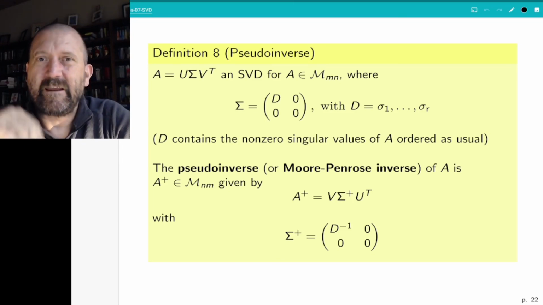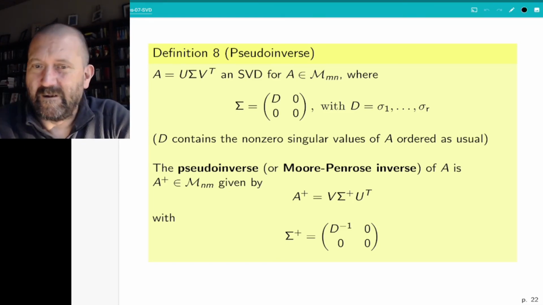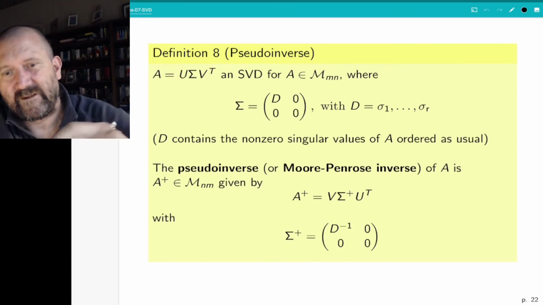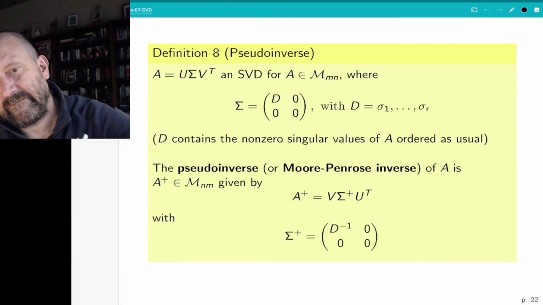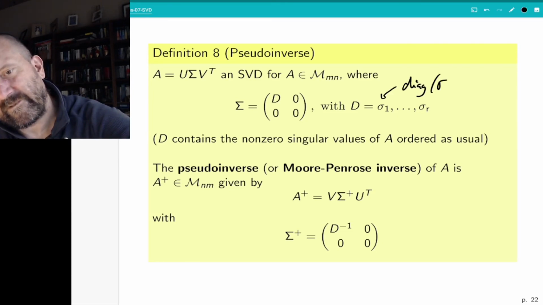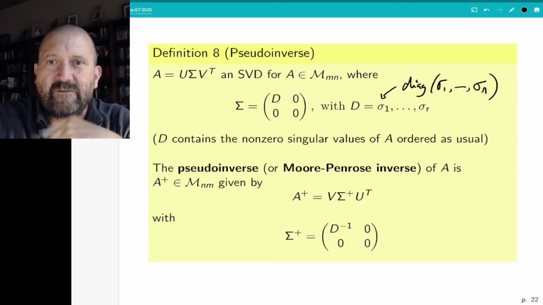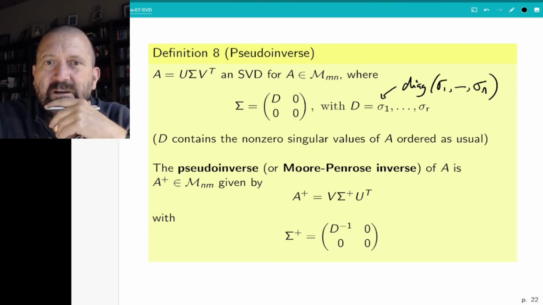D in the matrix sigma is the diagonal matrix with sigma 1 to sigma r.